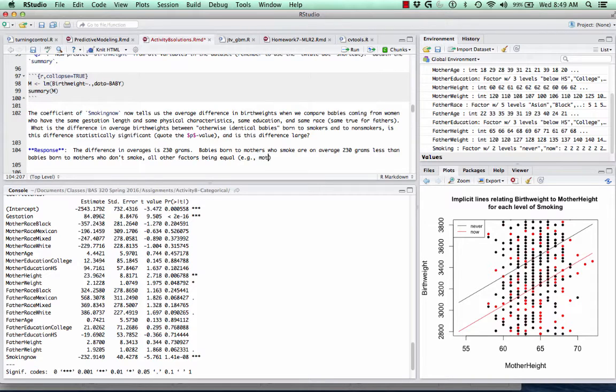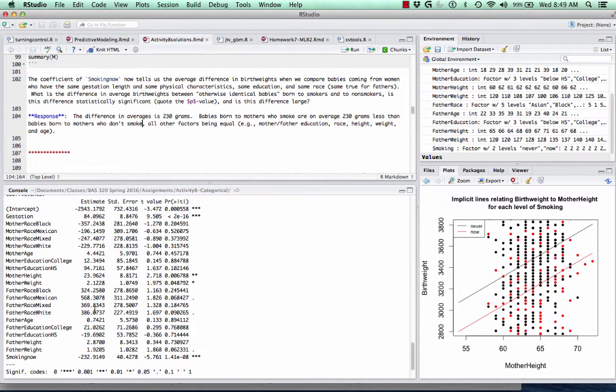In other words, the mother, father, education, race, height, weight, and age. All right, is the difference statistically significant? Yes, the p-value is much less than 5%. Statistically significant with the p-value being much less than 5%.